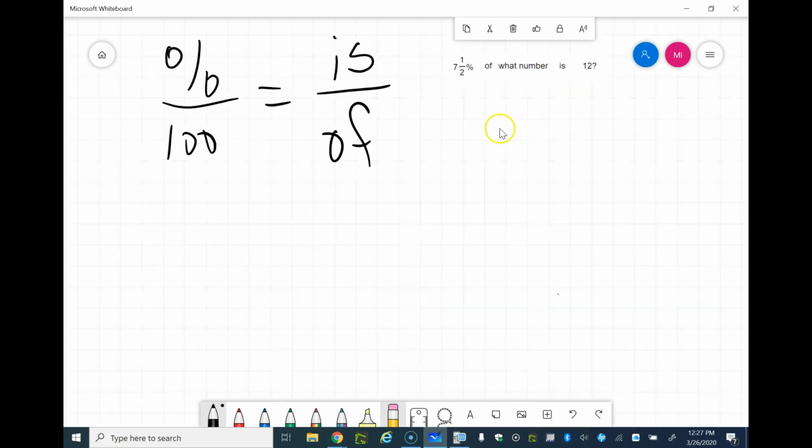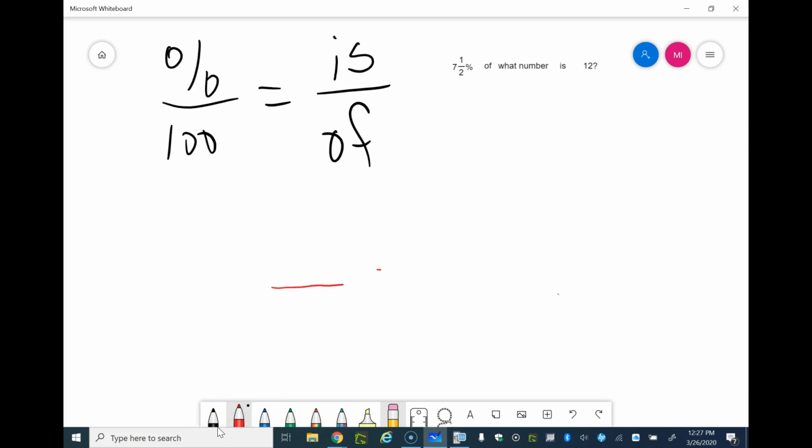So here's the problem that we're looking at. So we go ahead and write our proportion and fill it in from the problem, from the question. Now, anytime you have something in the top left-hand corner, that's always going to be our percent. So whatever the percent is, you go ahead and write it in.